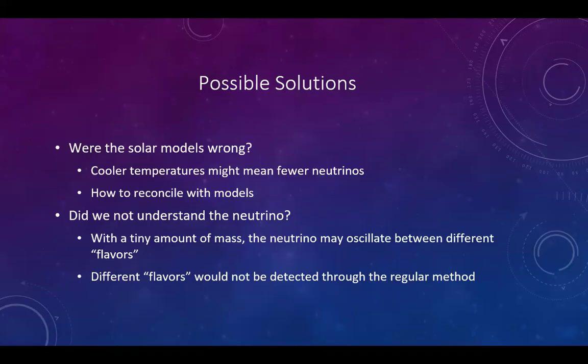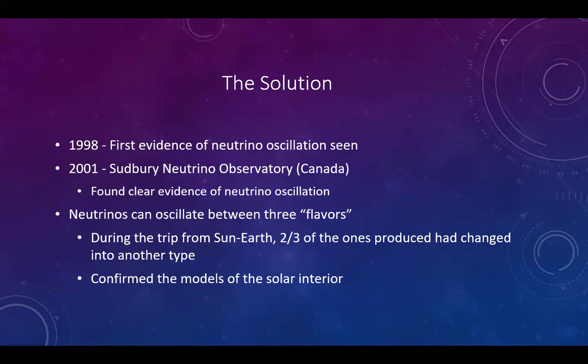And actually, in general, people thought it was more likely that the problem was the neutrino than the solar models, because the solar models were all backed up by all the other evidence. And it turned out they were right. The problem was the neutrino. They repeated the experiment and were able to show the neutrino had mass.